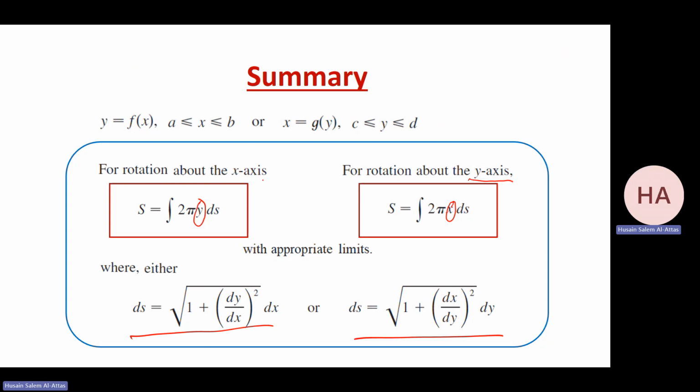So if I have rotation about the x-axis, and they have y equal f of x, it means this y will be f of x. If I have rotation about the axis and x equal g of y, then I have y as y. And the same thing here. So I think this one explains it more. So it will be 2 pi y if I have the x-axis, and as I have rotation about the y-axis, then it will be 2 pi x, the other one.